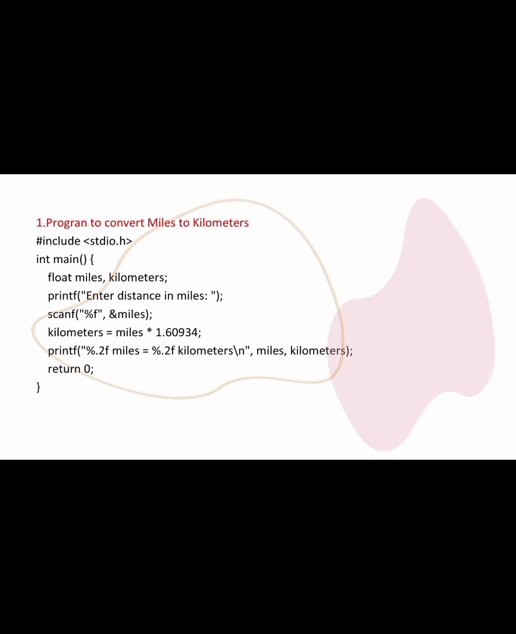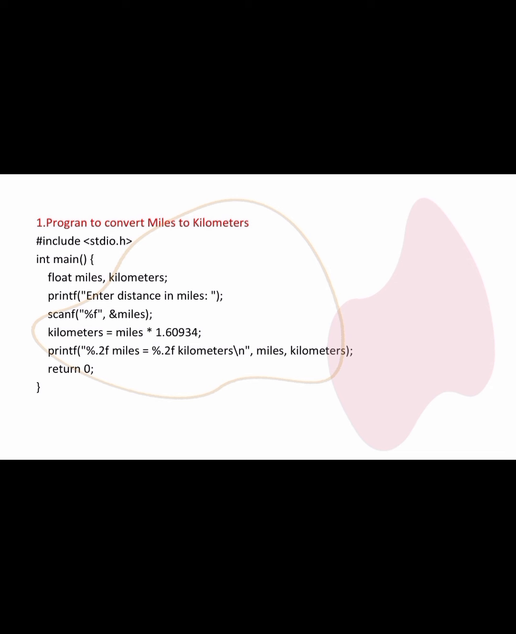First, we'll include stdio.h. This includes the standard input or output library which provides functions. Int main: this is the main function where program execution begins. Float miles and kilometers. This declaration creates two floating point variables, miles and kilometers, to store a distance value.